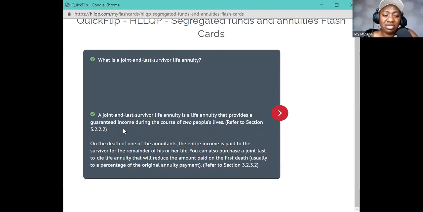A joint and last survivor life annuity is a life annuity that provides a guaranteed income during the course of two people's lives. On the death of one of the annuitants, the entire income is paid to the survivor for the remainder of his or her life. You can also purchase a joint last to die annuity that will reduce the amount paid on the first death benefit.